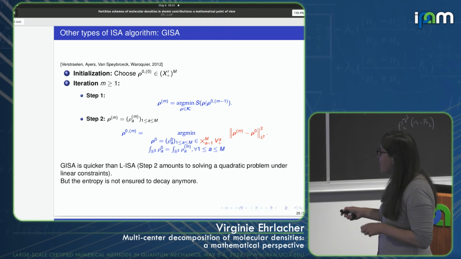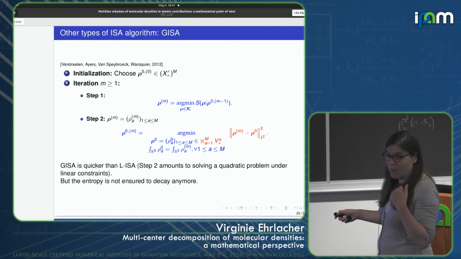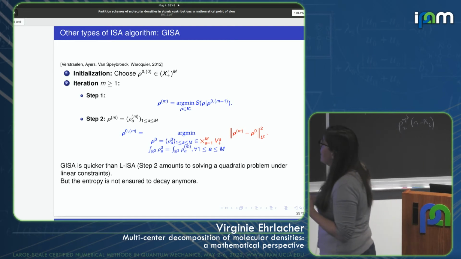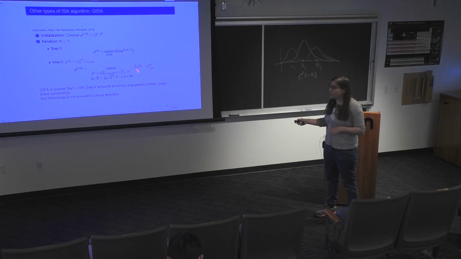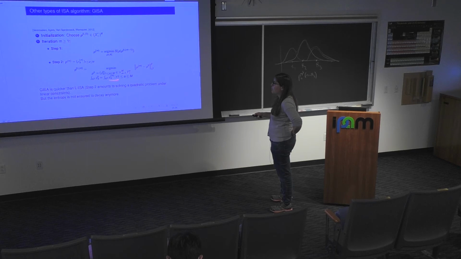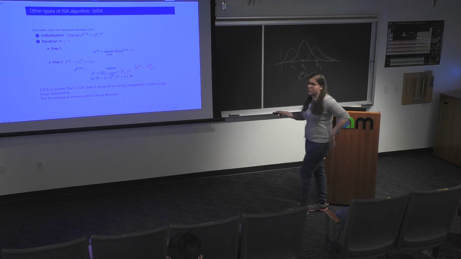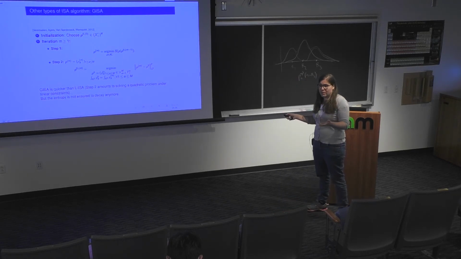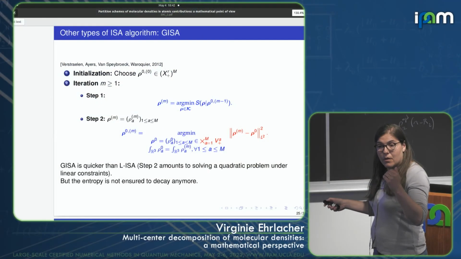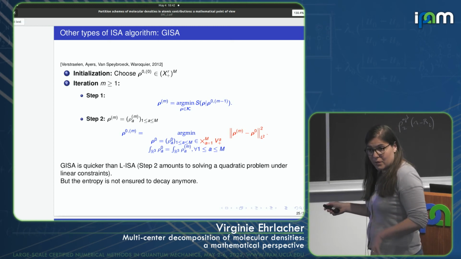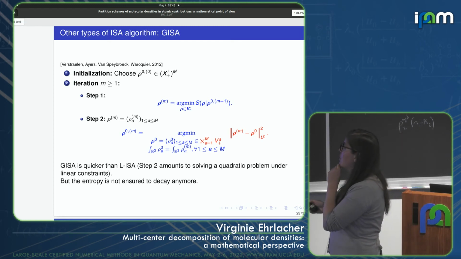Okay? But here instead, what they do is that instead of minimizing directly the entropy functional, they minimize the L2 squared distance of the radially symmetric function with respect to rho 0 at iteration n. Okay? So here, because they use such a quadratic function, these steps are much easier to compute. It just amounts to solving a quadratic problem under linear constraint. But you break the variational structure induced by the entropy functional. Okay? And so you don't have any more that the entropy will be decreasing along the iterations, as you will see in the numerical tests.